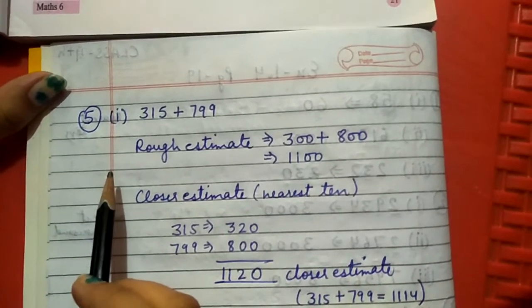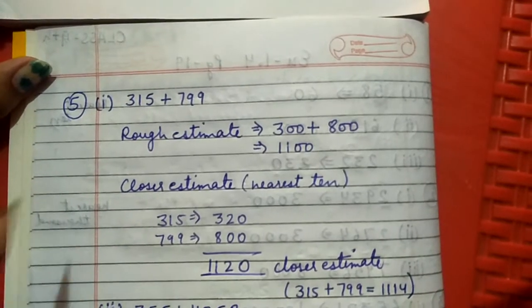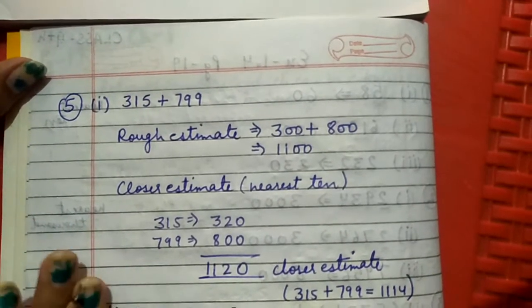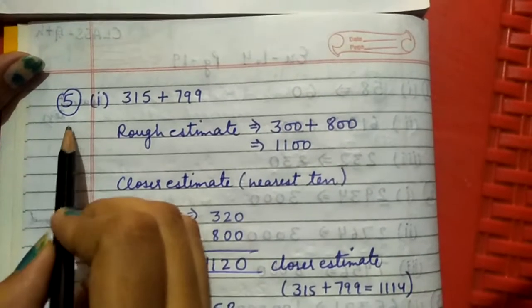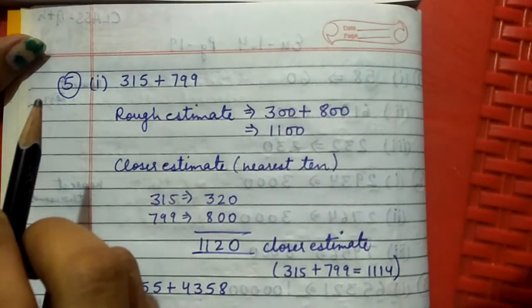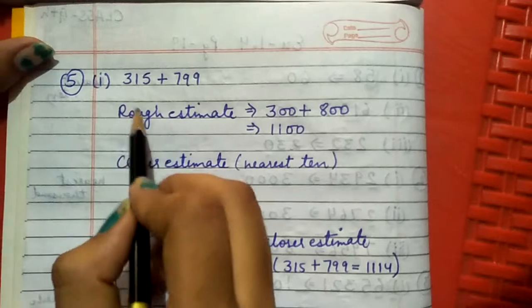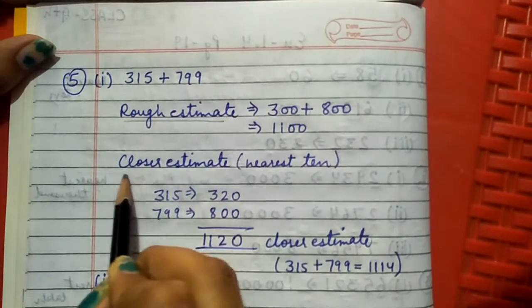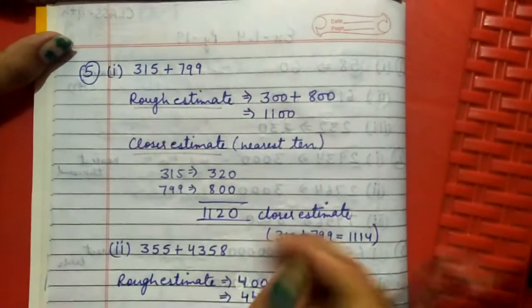Now this is the fifth question, in which many students were having problems. I know why: the answer at the back of the book and the answer in your solution are a little bit different. See, this is the fifth question. Give a rough estimate and also a closer estimate of the following sums. You have to give a rough estimate, find the closer estimate, and see the difference between them.